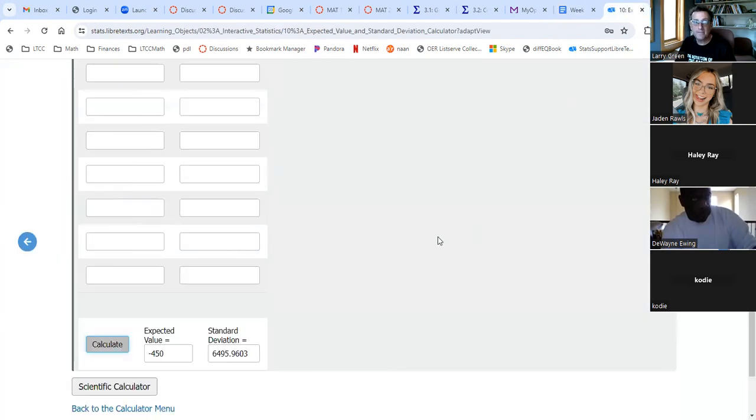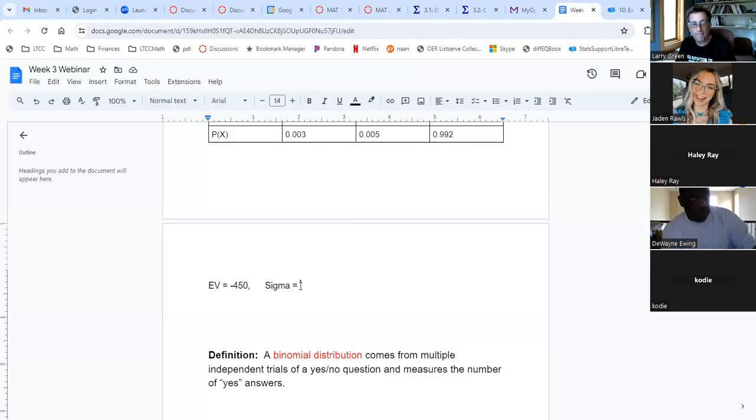Standard deviation is, I'm going to round to the nearest whole number, so nearest dollar, 6,496. Any questions on that?